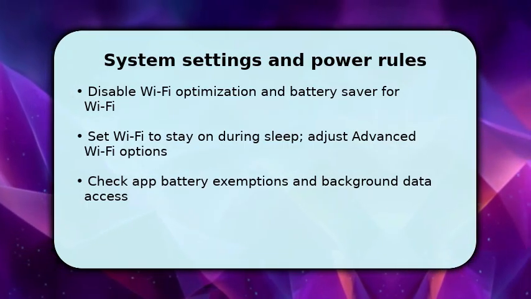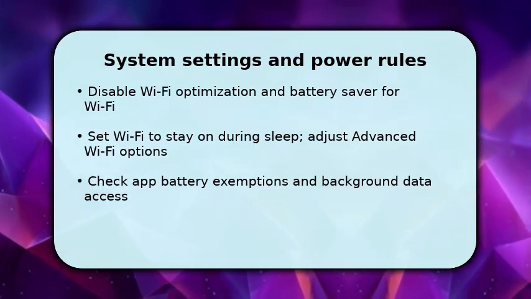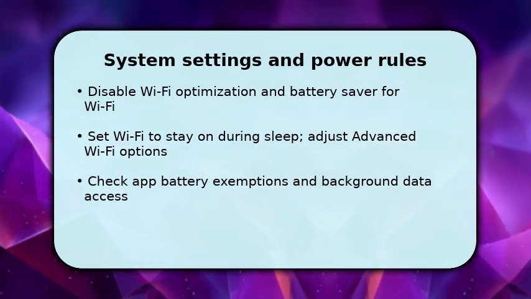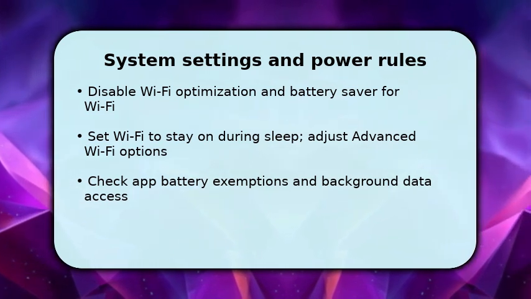Once that's set, exempt important apps from battery optimization and allow background data so critical services keep the link alive. These changes prevent the system from cutting Wi-Fi to preserve power.